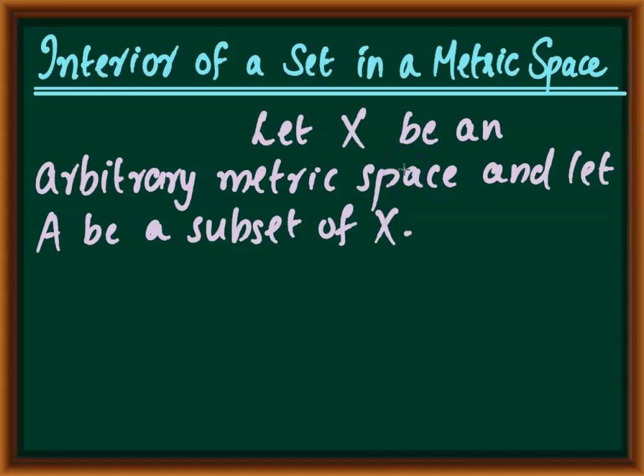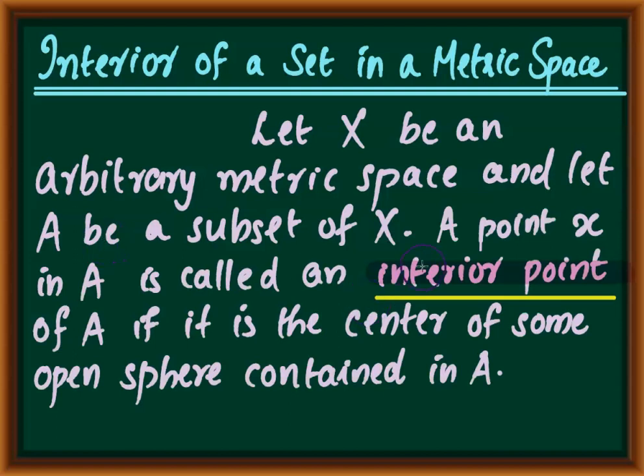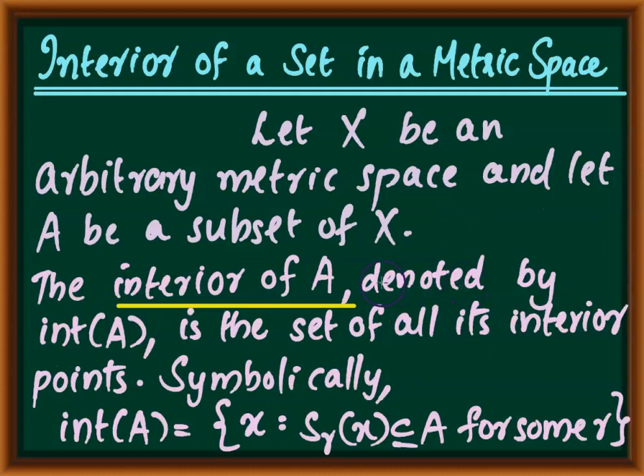Interior of a set in a metric space. Let X be an arbitrary metric space and let A be a subset of X. Then a point small x in A is called an interior point of A if it is the center of some open sphere contained in A. The interior of A is denoted by int of A, and it is the set of all its interior points.